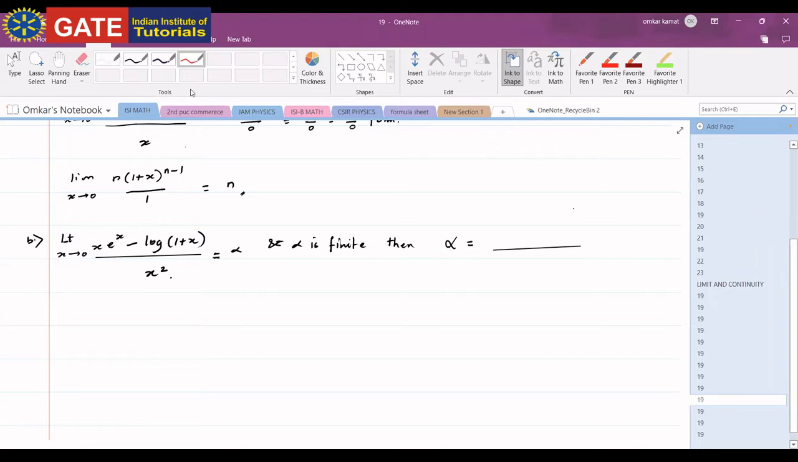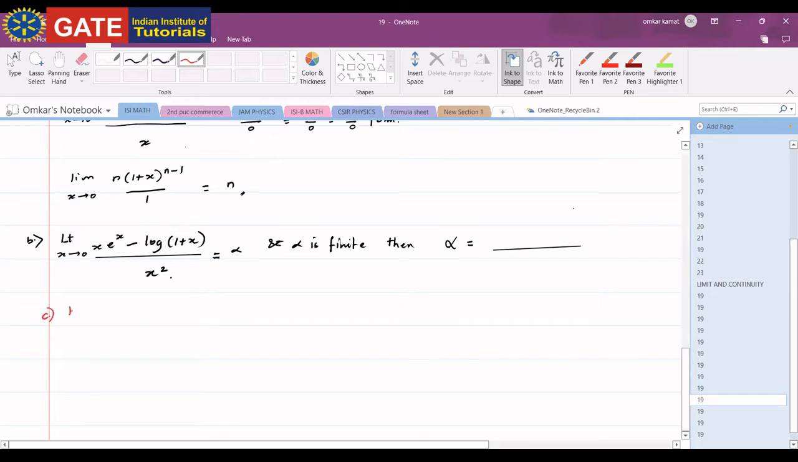Yeah, 3/2 is the answer. Okay. Got it, Sumedha? Sumedha, got it? 7 minutes, 7 minutes. Okay. Till then, try this question.